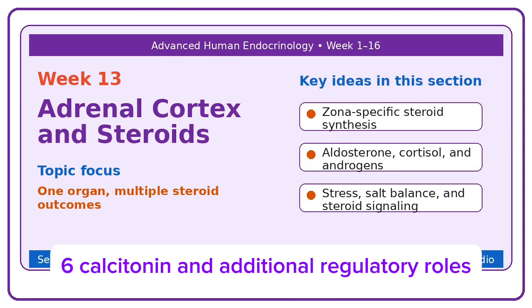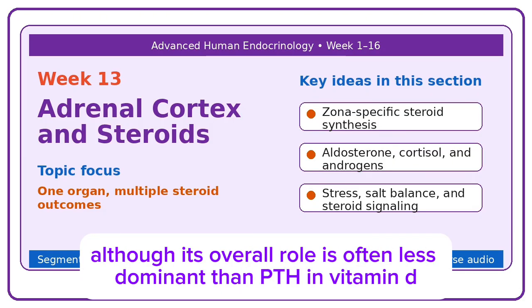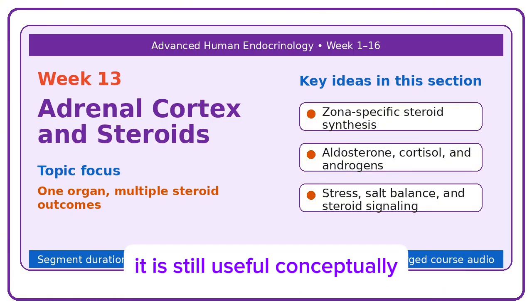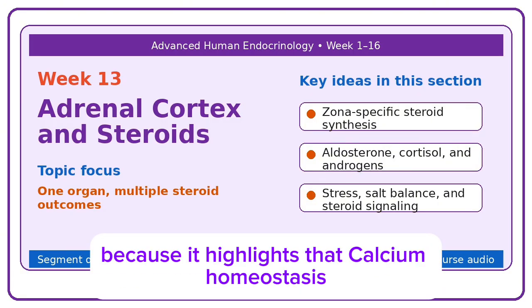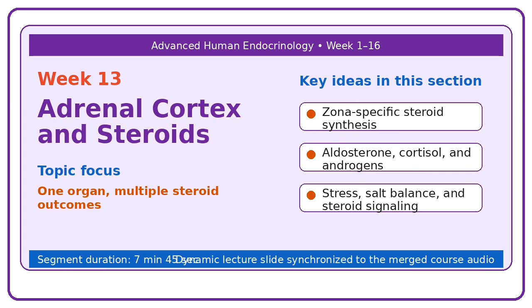6. Calcitonin and additional regulatory roles. Calcitonin participates in calcium physiology, although its overall role is often less dominant than PTH and vitamin D in day-to-day human mineral regulation. It is still useful conceptually because it highlights that calcium homeostasis can involve signals that oppose excessive rises in circulating calcium.